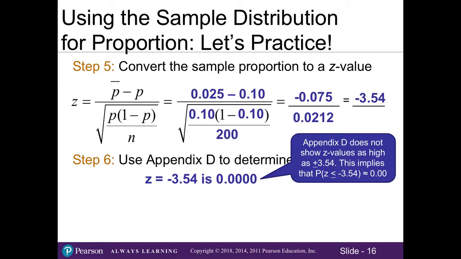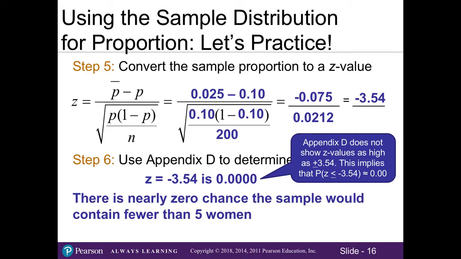So this implies that the probability that our z is less than or equal to negative 3.54 is pretty much 0 chance, or it's a very, very small number. And if you use Excel to find the exact value, it's going to be like 0.000000 out several decimal places to a very minuscule number. And again, if you want to imagine it as a curve, if I draw my curve and I'm out to negative 3.54, that line of my curve is very close to the x-axis because it's very, very small chance of happening. In other words, what we're saying is that there's nearly a 0 chance that our sample of 200 engineers would contain fewer than 5 women.